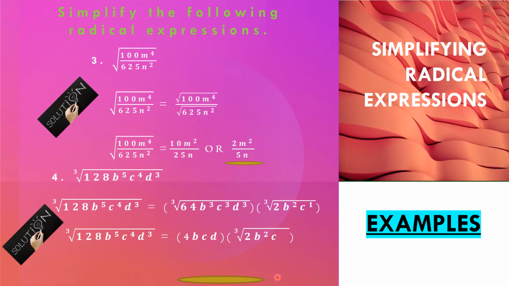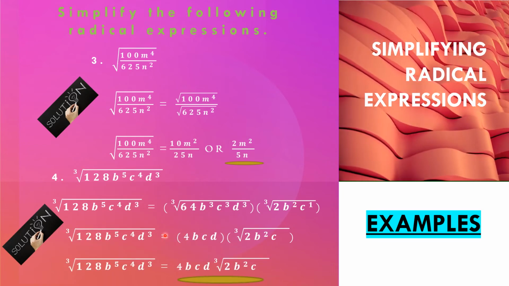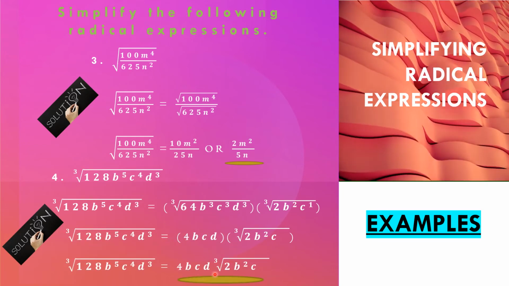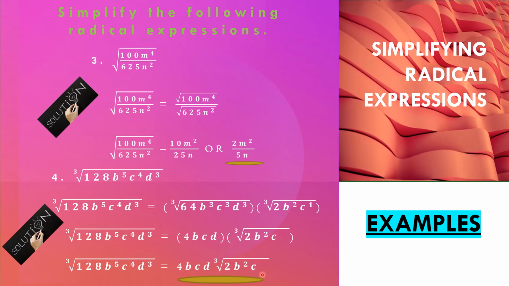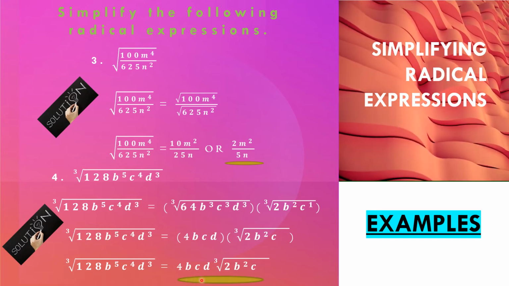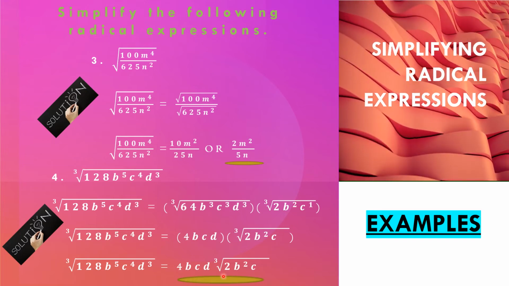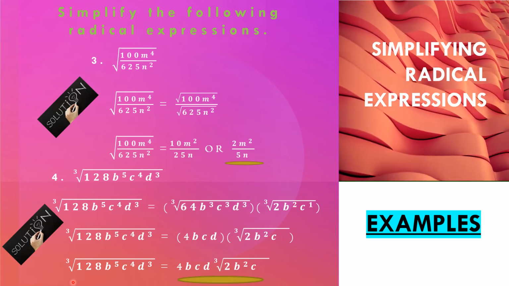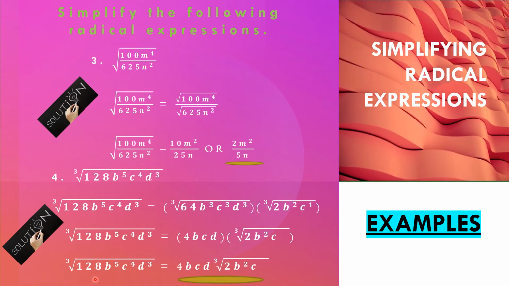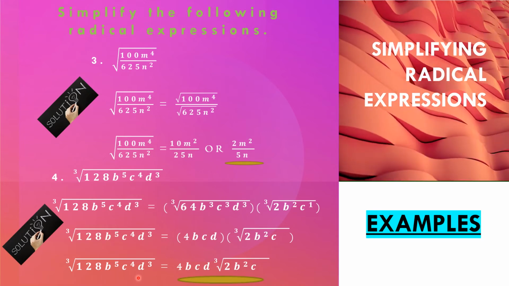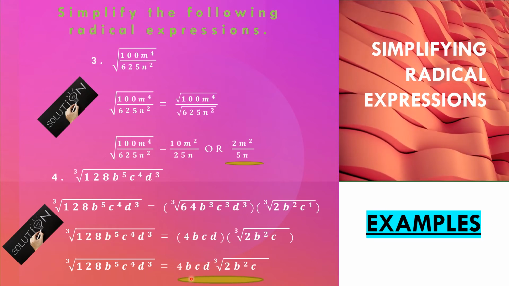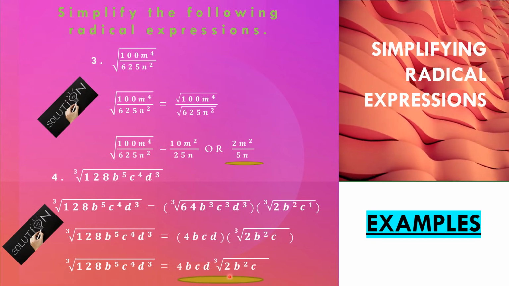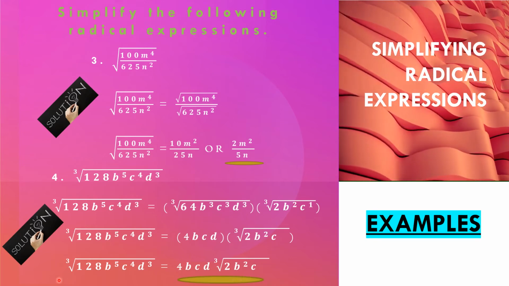So, our final answer will be 4bcd cube root of 2b squared c. Si 4bcd, naging coefficient na po siya. And then, ito po yung ating radical. So, the simplified form of cube root of 128 b raised to 5, c raised to 4, d cube is 4bcd cube root of 2b squared c.